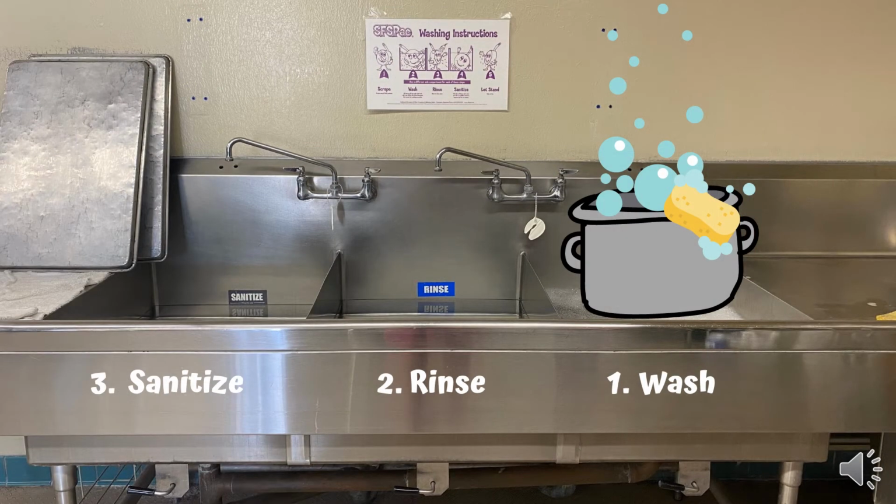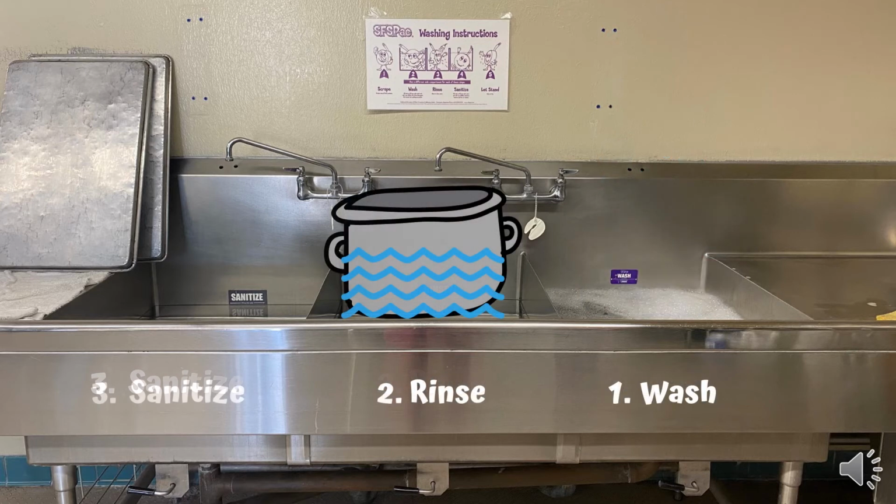Pretty self-explanatory. You're going to get your sponge, work it pretty good, get it all soaped up and lathered, and wash it well. Now you're going to dunk it in the rinse water, making sure you're getting off all the bubbles and suds.